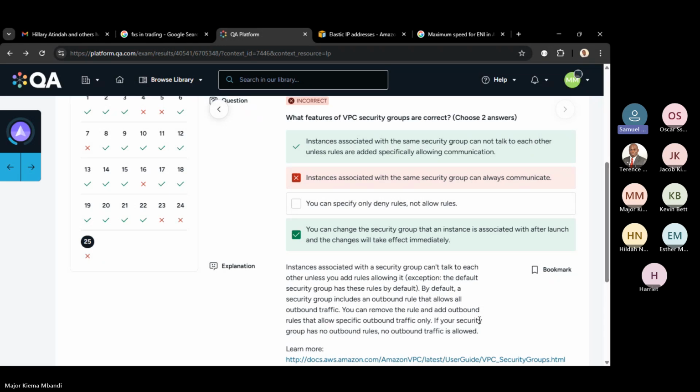By default, a security group includes outbound rules that allow all outbound traffic. You can remove the rules and add outbound rules that allow specific outbound traffic only. If your security group has no outbound rules, no outbound traffic is allowed.